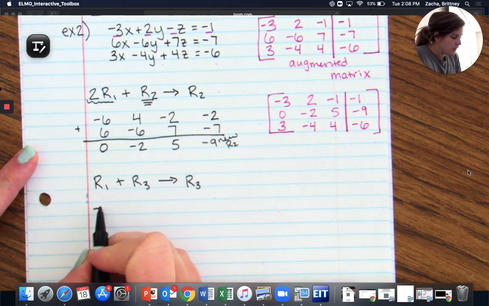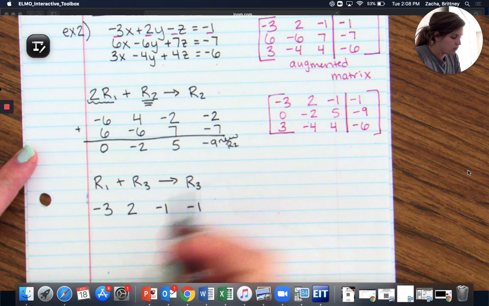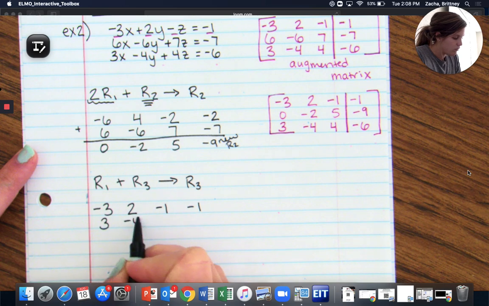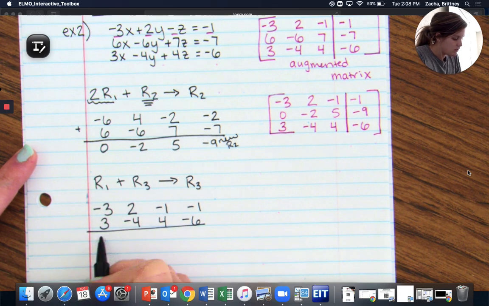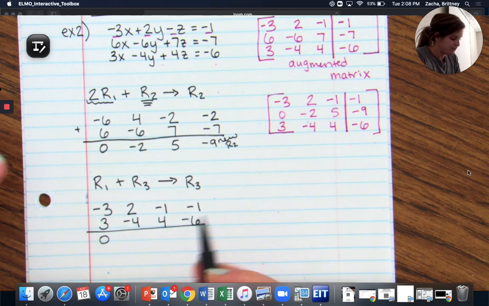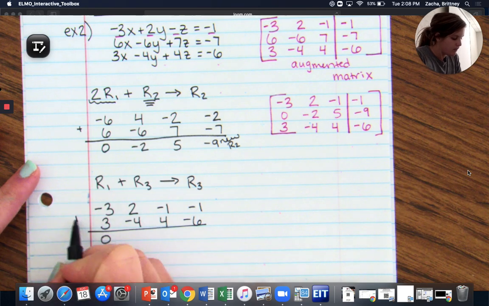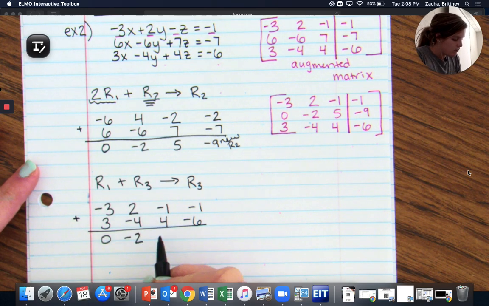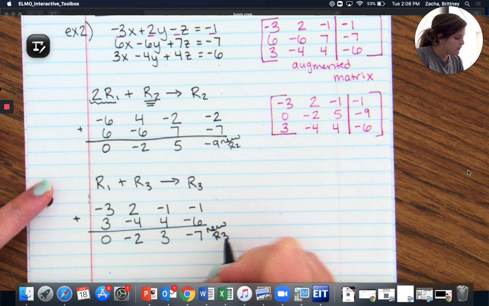So, negative 3, 2, negative 1, negative 1. And then row 3, positive 3, negative 4, 4, negative 6. Let's add these real quick. So 0, again, whole reason we're adding them without multiplying anything to it, because it's automatically 0 when we add. Negative 2, 3, negative 7. And that's my new row 3.